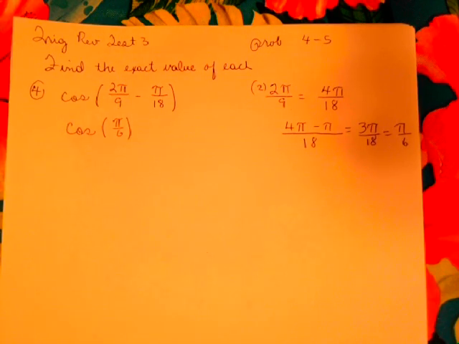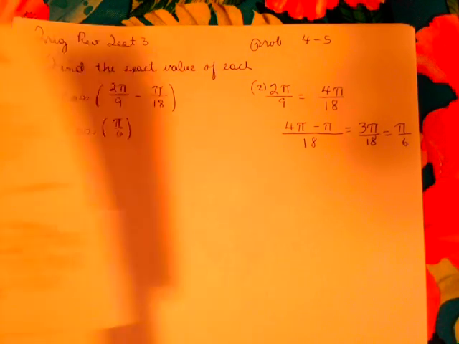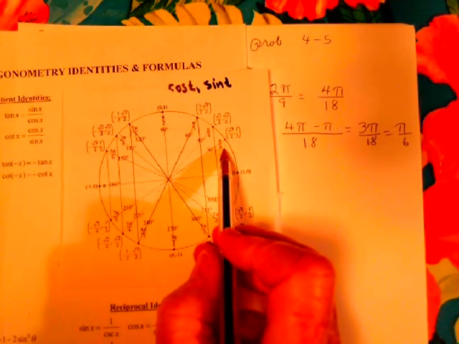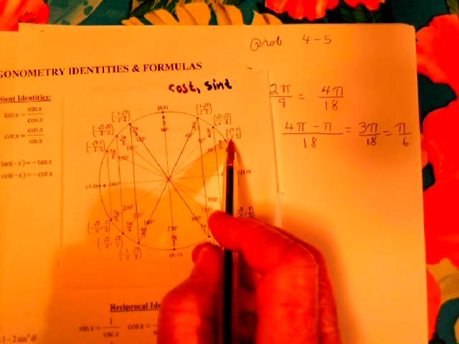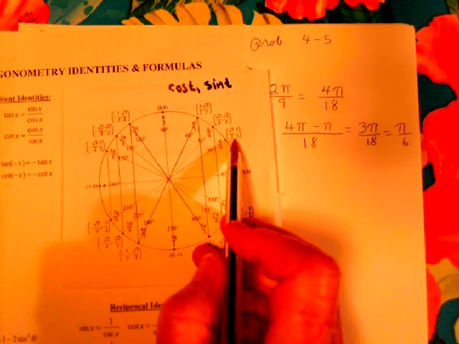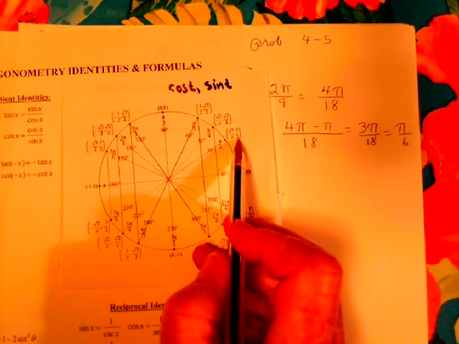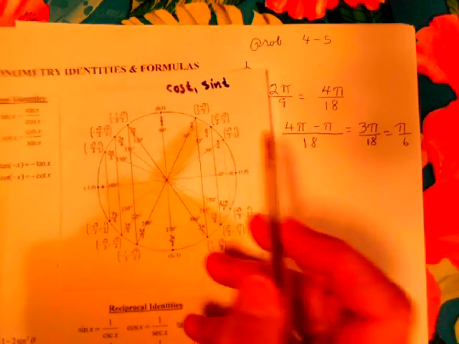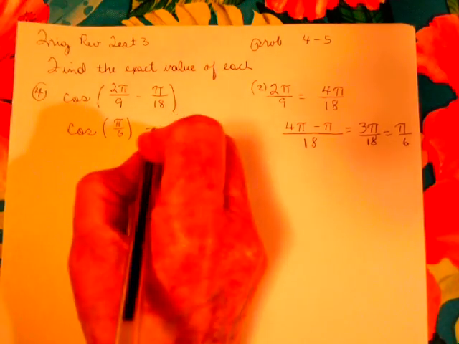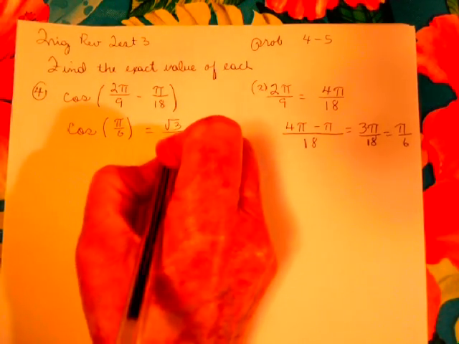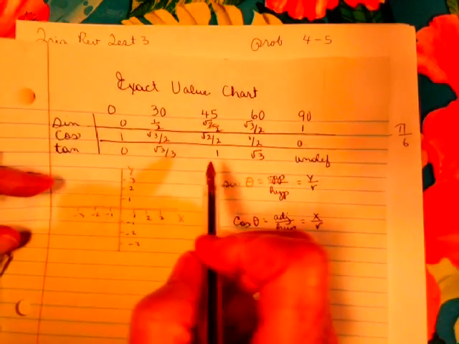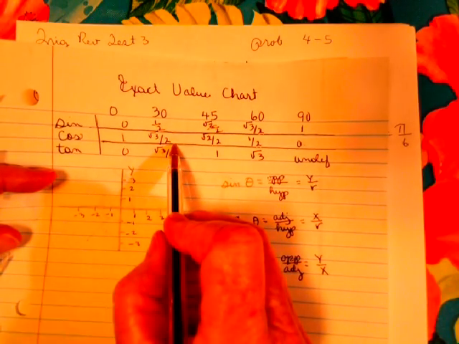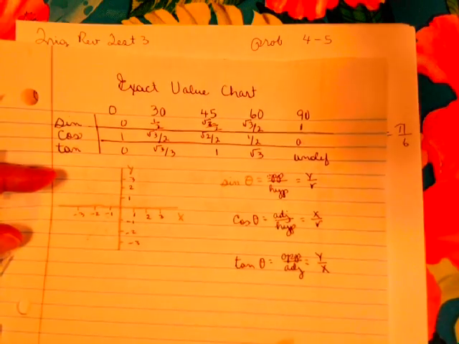If I look at the unit circle, I know that pi over 6 is the same as 30 degrees. I know that that first number is cosine. In this ordered pair, the first number is cosine and the second number is sine. So this answer is the square root of 3 over 2. Final answer. If you had looked at your exact value chart, cosine of 30 degrees, square root of 3 over 2. So either way.